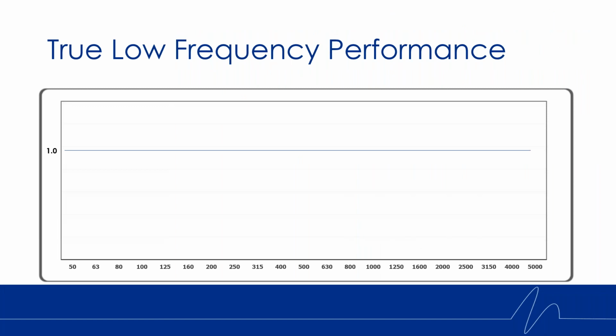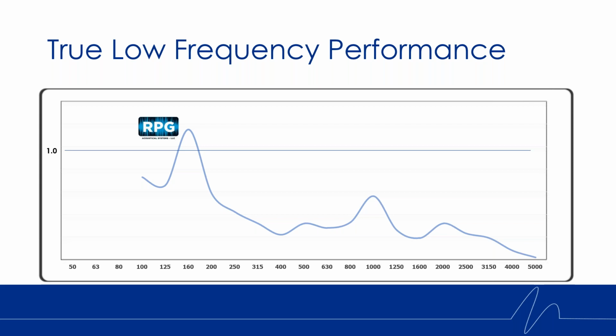So taking a look at what we've considered maybe the gold standard of low frequency for some time, and again at a 2-inch thick panel, RPG's Mod Zorber has certainly peaked around the 160 hertz range while dying off pretty well above 250 hertz with a slight spike at 1,000.